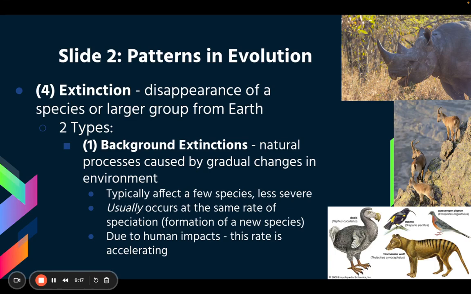Speciation is the formation of a new species. Although, due to the inherent human need for progress and development, we are currently accelerating the rate of background extinctions on our planet, which is why many scientists feel like we're headed for the sixth mass extinction event.